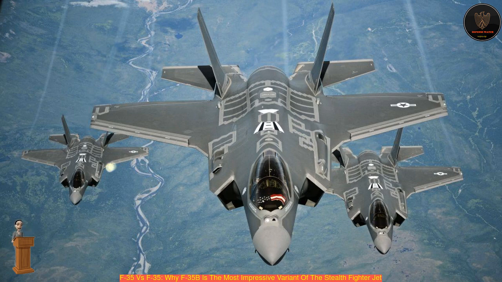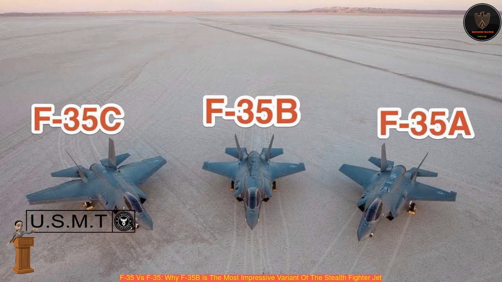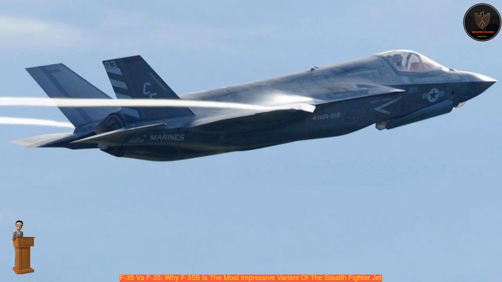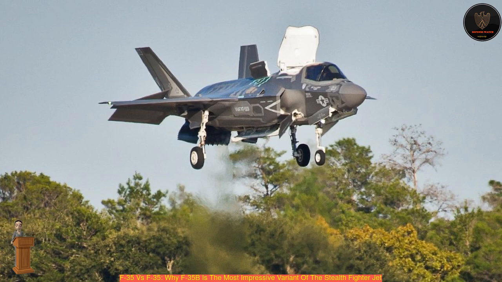The F-35A Fighter Jet. The F-35A is the conventional takeoff and landing variant intended to be used by the U.S. Air Force and has been adapted to many nations' requirements, most notably the Israeli F-35I Adir.